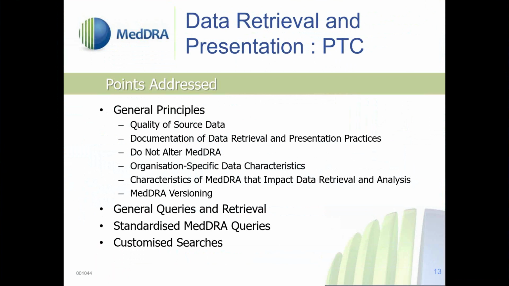And look into this document. The first section of the document covers some general principles, and you see them listed here. The impact of the quality of source data, the relevance of the documentation of data retrieval and presentation practices, the principle to not alter MedDRA, the impact of organization-specific data characteristics on data retrieval, also characteristics of MedDRA that impact data retrieval and analysis, and the impact of MedDRA versioning. All of this is addressed in this document.